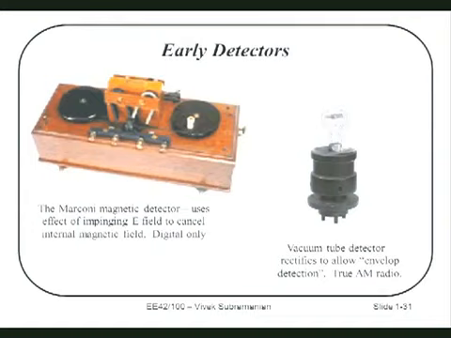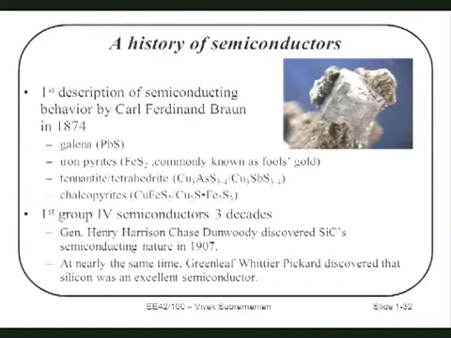The biggest change was when we got semiconductors. The idea of semiconductors was described a long time ago. Braun described semiconductors in 1874, primarily sulfide species, galena, and iron pyrites, which is fool's gold. You're probably familiar with that. There are several others. Silicon and silicon-related compounds came much later, in the early 1900s, and that, of course, was the starting point of research on semiconductors.